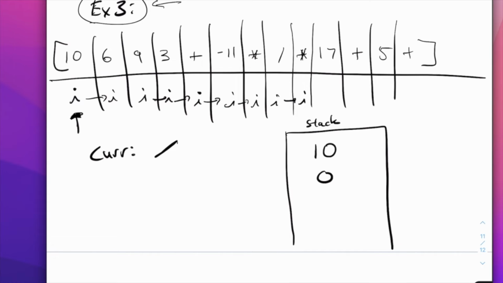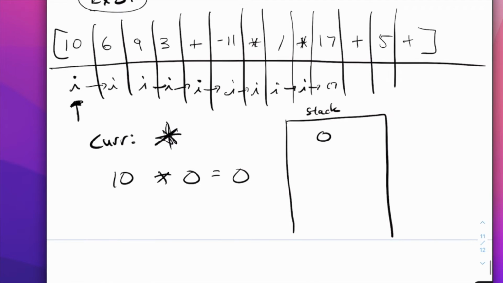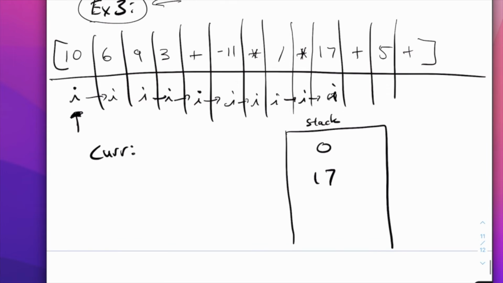Okay, and then we're at I here, so now we're at the multiplication part, so then we do 10 times 0, so those get popped off of the stack. What does this equal? Obviously that is 0. So then we're here at 17. This is I. 17 gets put here. And then we hit the plus sign, right? So 0 plus 17. We remove these from the stack.